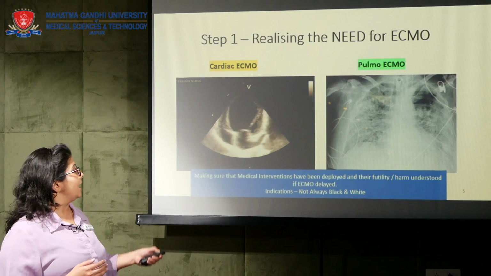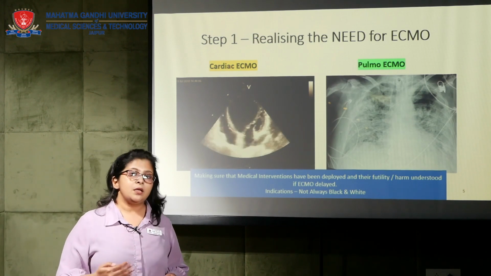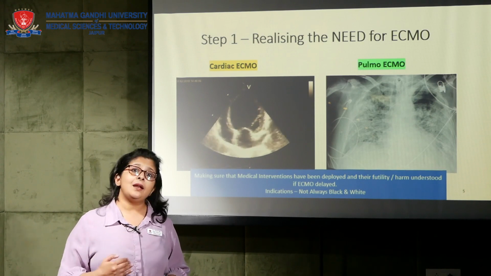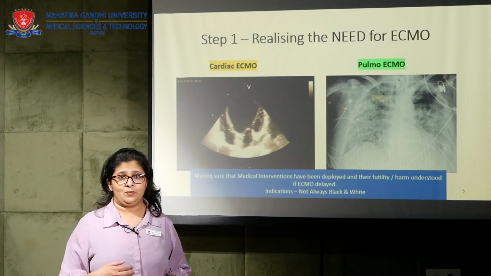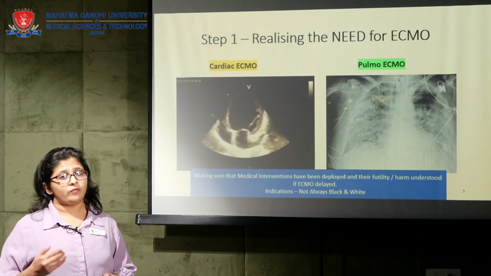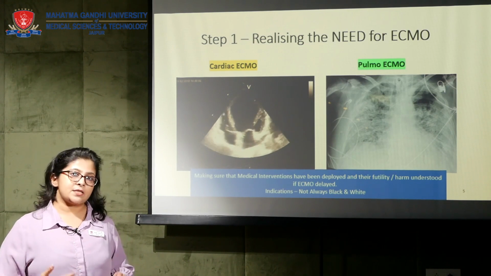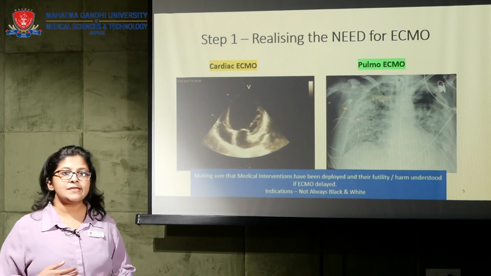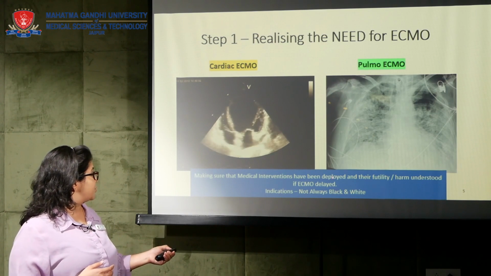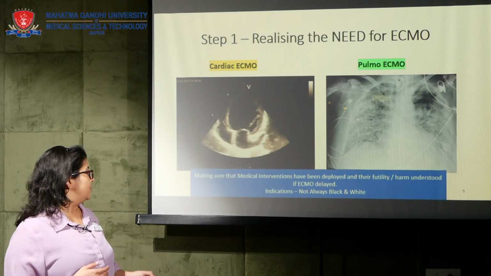Similarly, for the lung ECMO or the pulmo ECMO, we initiate ECMO when the ventilator is failing to provide oxygenation and the underlying disease is reversible. We all used ECMO to save the precious lives of our COVID patients when the ventilator used to fail, despite the ARDSNet protocol application of the ventilatory settings. So we make sure that the medical interventions have been deployed and their futility understood, and the harm if ECMO is delayed.